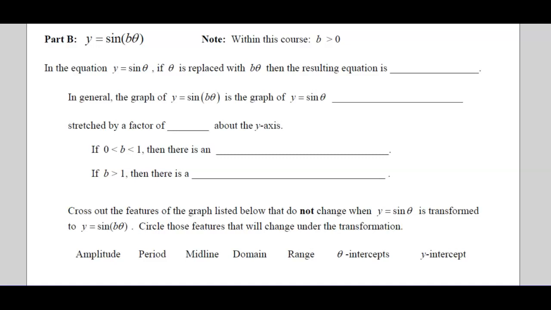So if we replace theta with b theta, the resulting equation is just as is. There's nothing you can do to simplify that. Okay? But if we replace theta with p theta, then it's a horizontal stretch, or horizontally stretched by a factor of, remember, the reciprocal. Okay?